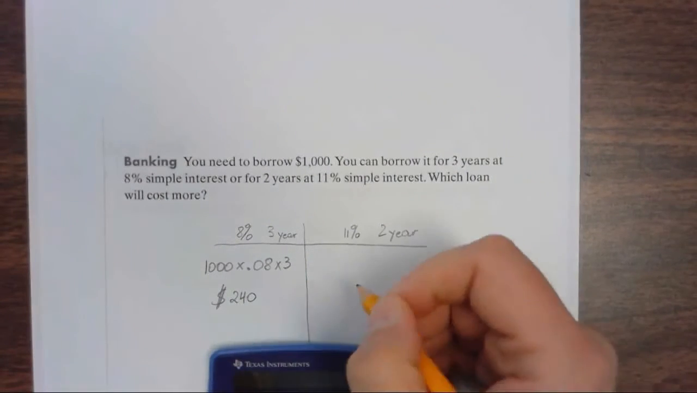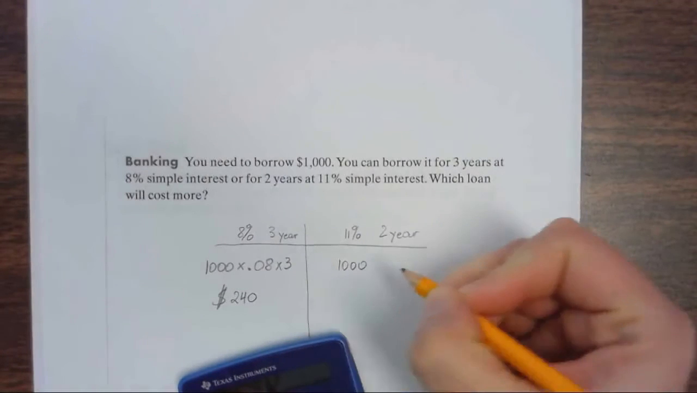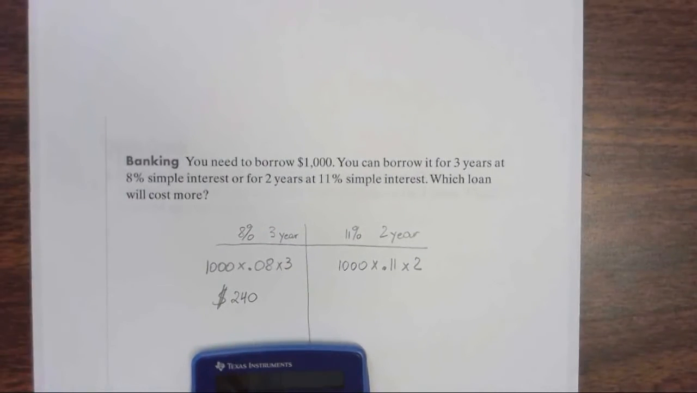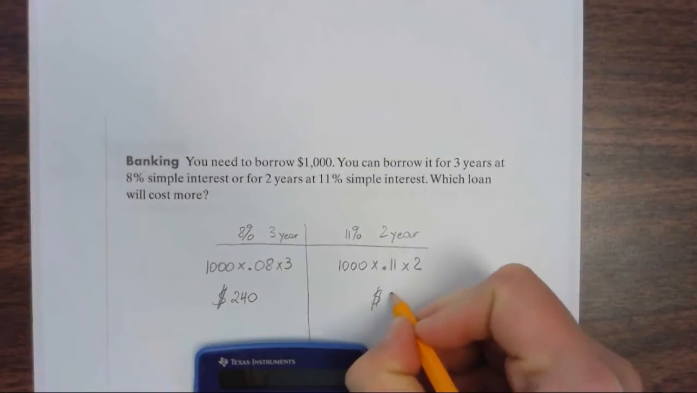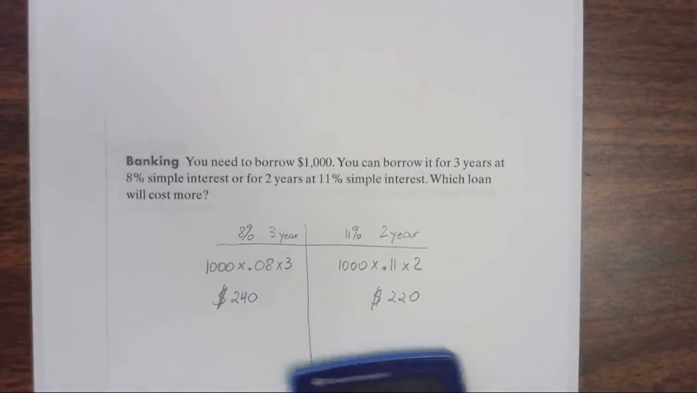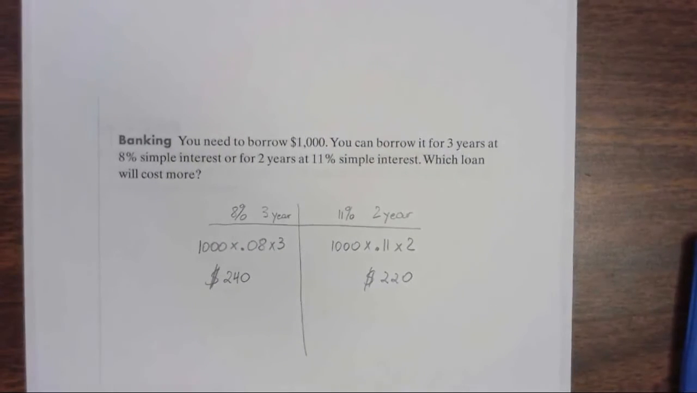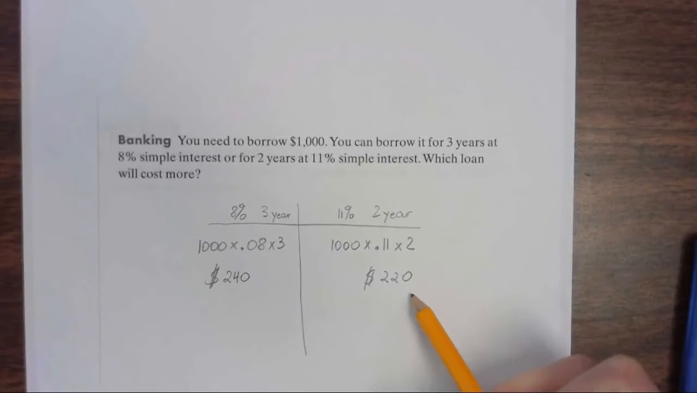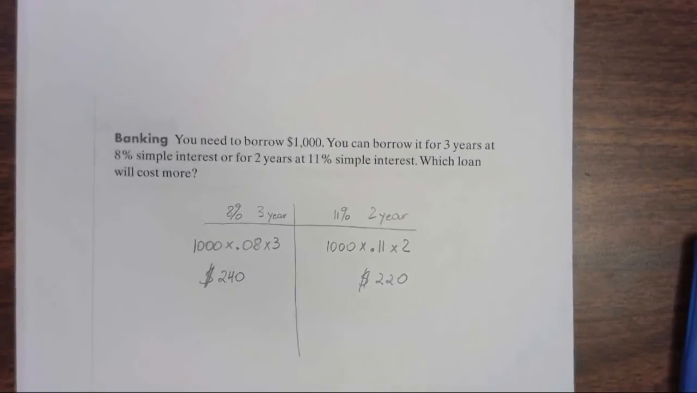Now for the second one, I will set it up again. I need to borrow $1,000 at 11% for 2 years. And that will cost me $220. So if I choose which loan I want to go with, I will probably go for $220 because that's how much I will be paying to the bank for that loan, just for them to let me borrow their money. So I want to pay less. At this time, I will pick this one. Okay, this one is for you.